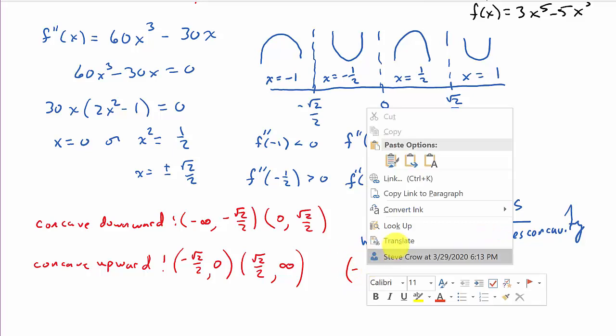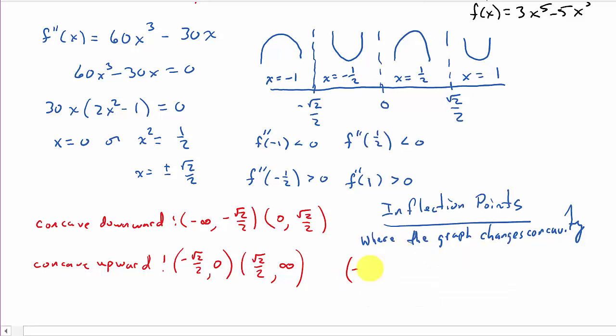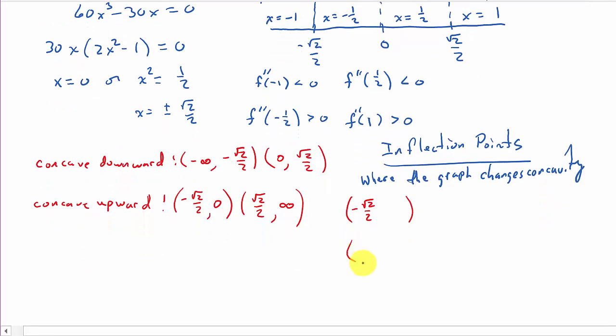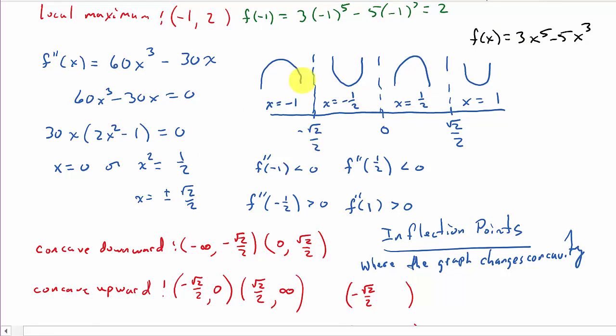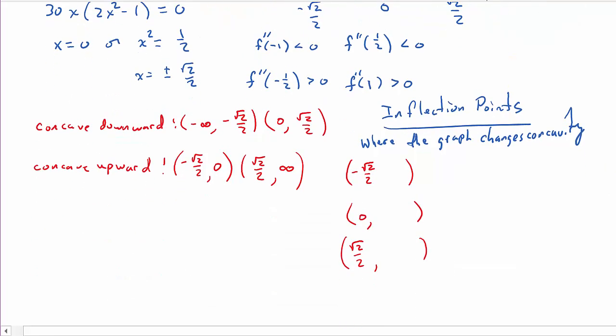negative square root of 2 over 2. Let's move this up. 0 and square root of 2 over 2. Those are inflection points, because see, it changes from concave down to concave up to concave down, and concave down to concave up. All right, so how do we find the inflection point?